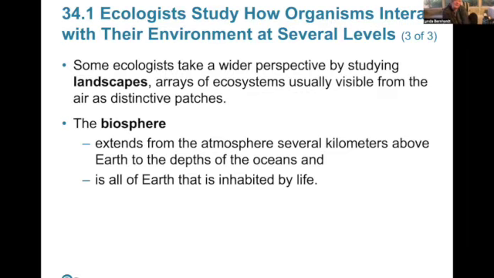Anyway, some ecologists take a wider perspective and they look at landscape. So, landscape ecology, they're looking at all the different things. Biosphere, bio for life, sphere, spherical, the rounded part. So, that's pretty much the entire planet and the atmosphere around it. And all of Earth that is inhabited by life, all of that is included in our biosphere.